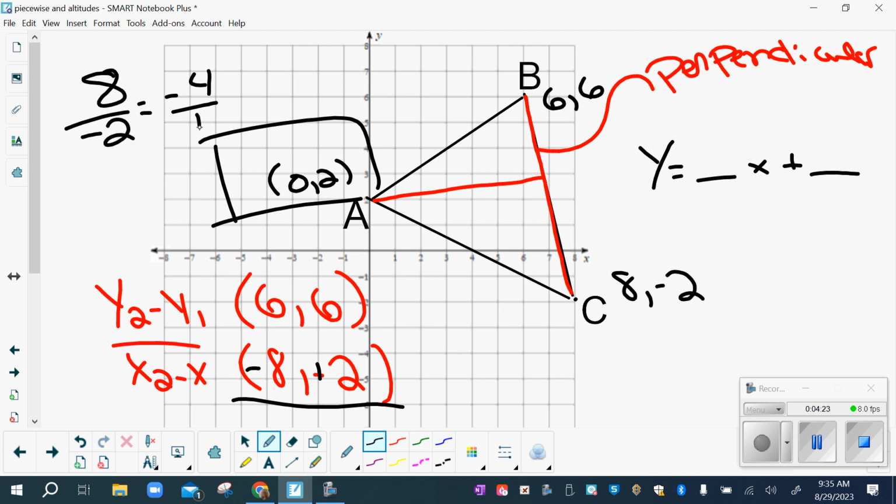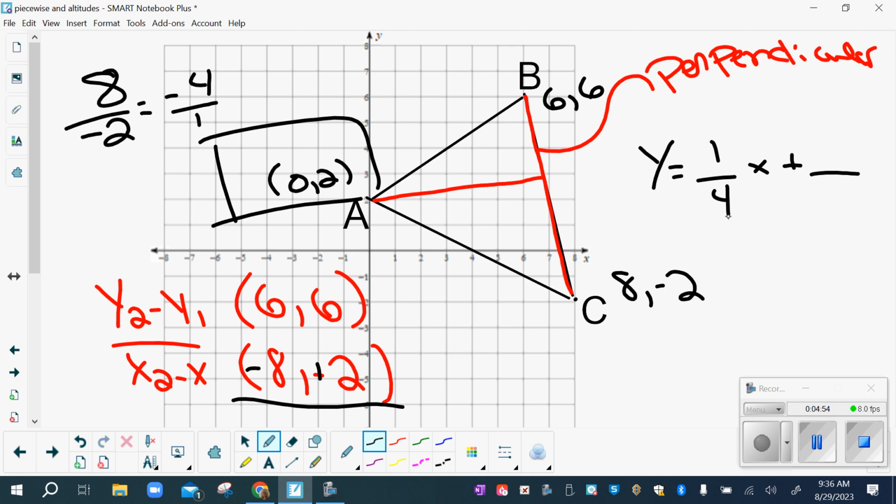Now, here's what. Altitude is perpendicular. We don't want this dude. We want to torture him. Tell me how I can torture him. What do? Reciprocal and change the sign. 2 things. So we're going to take that -4 over 1 and we're going to flip it over and stab him with a little stabby knife. So now he's going to be -1/4 or 1 over 4.